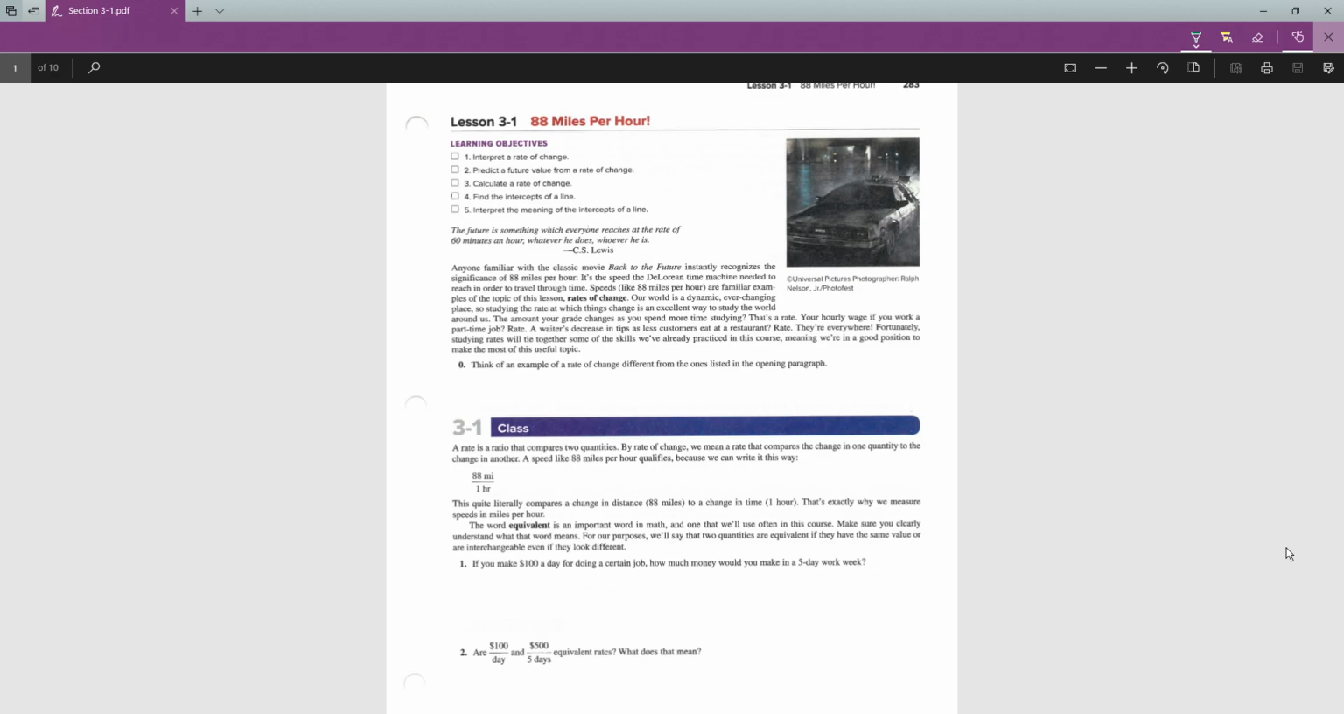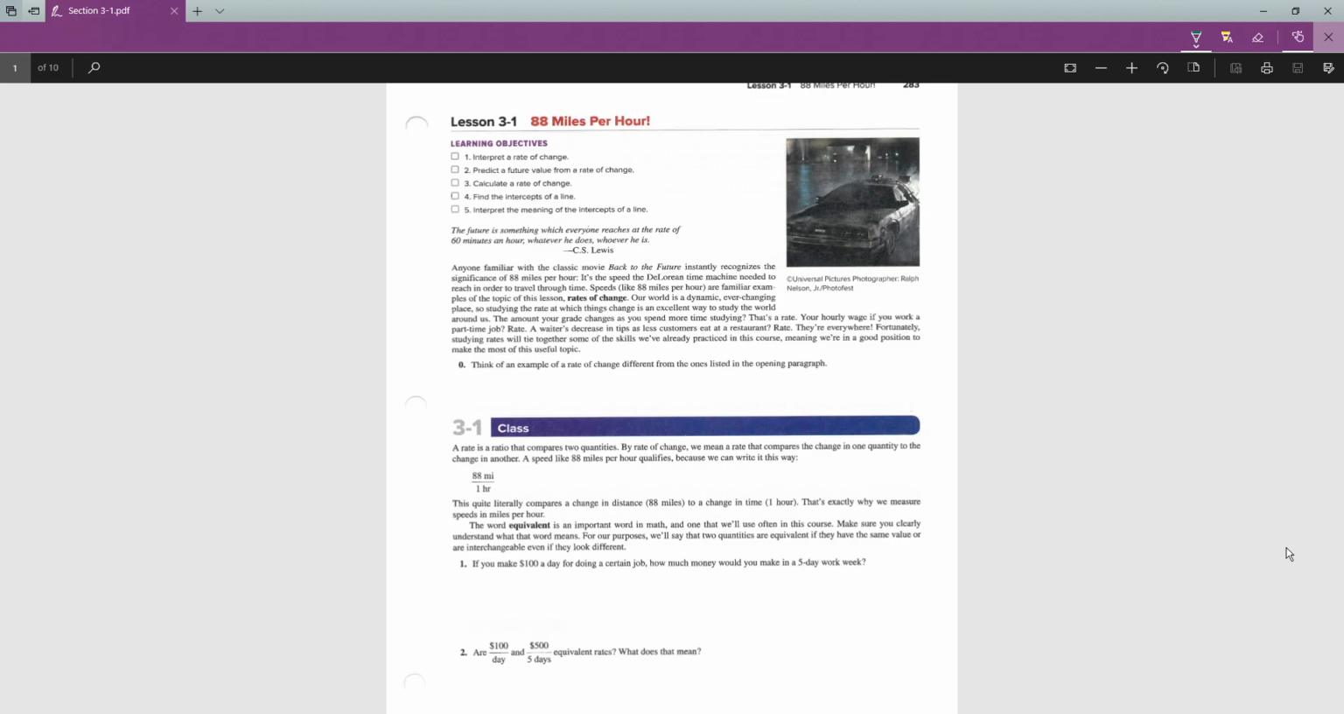They describe two different terms for us. They describe a rate and a ratio. A rate is a ratio that compares two different quantities. If you recall from before, ratios compare two of the same type of quantity. By rate of change, we mean a rate that compares the change in one quantity to the change in another. A speed like 88 miles per hour qualifies because we can write it as 88 miles over 1 hour.